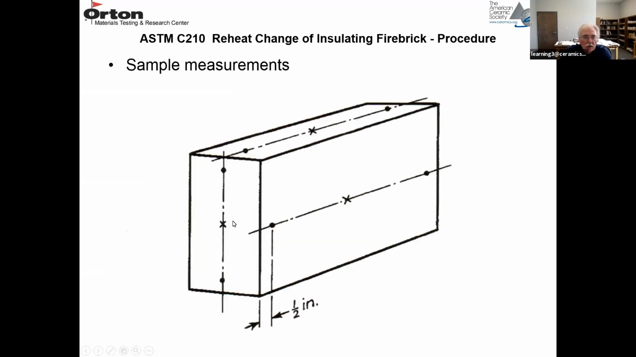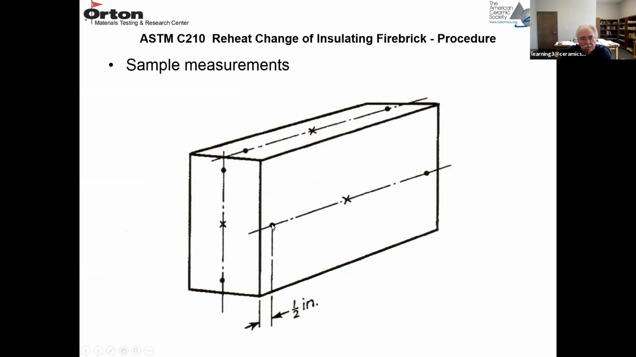So this is what a 9-inch straight would look like with the measurement locations marked. The length is 9 inches in that direction, so you're measuring the center and a 1/2 inch in from each edge.